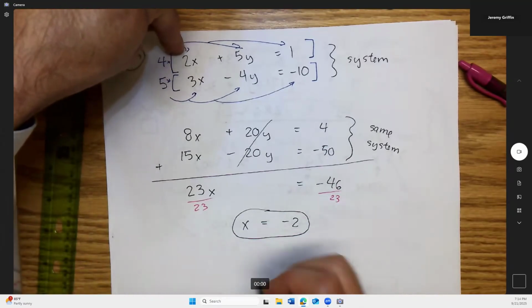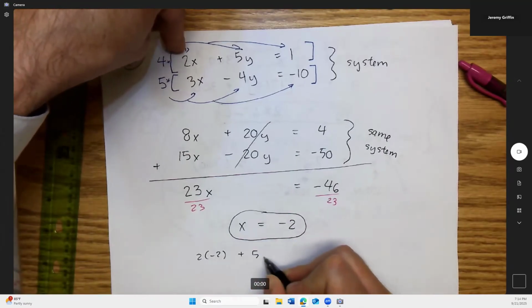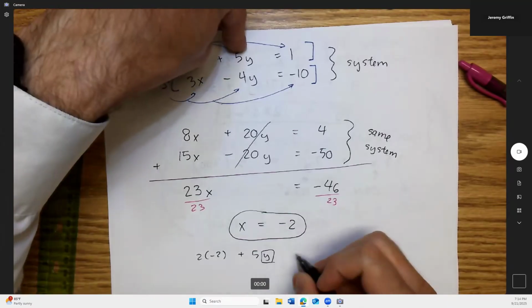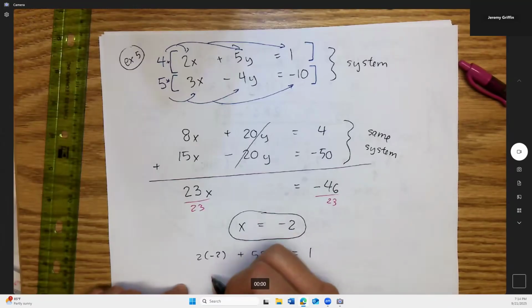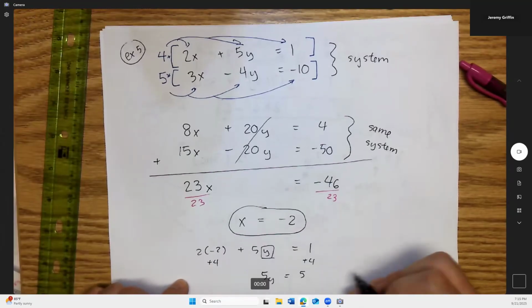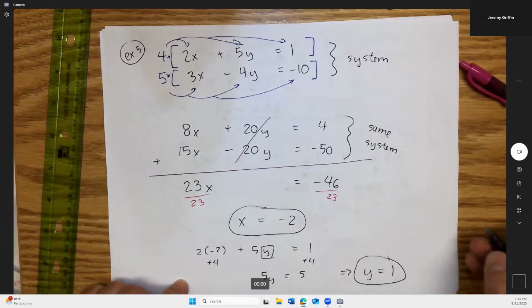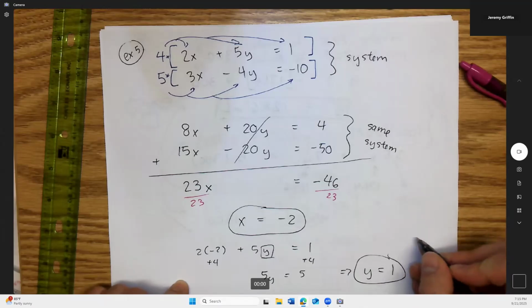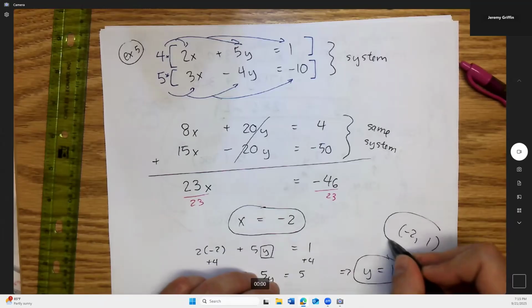And then let's substitute that back in. So it is 2 times -2 plus 5y, because we're solving for y now, equals 1. So that's -4. If I add 4 to both sides, 5y equals 5. Therefore, y is equal to 1. So the answer expressed as a coordinate would be -2, comma 1. If these were graphs, they would cross at that coordinate.